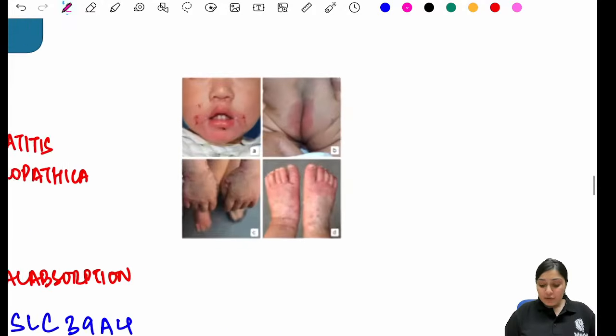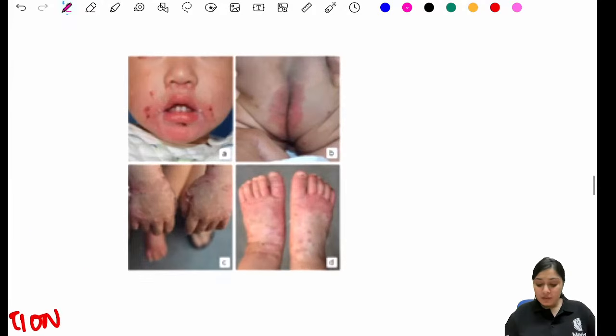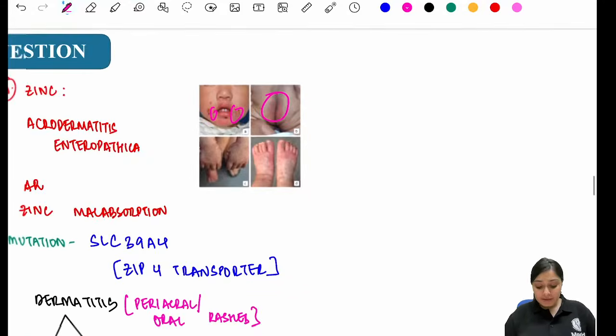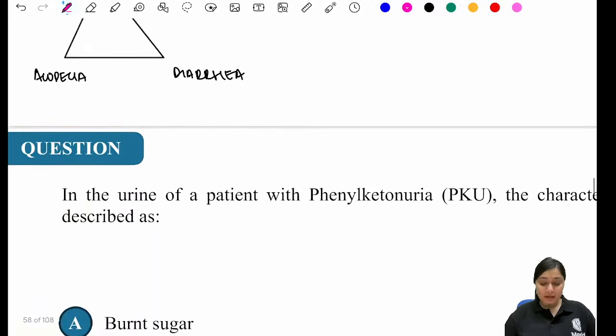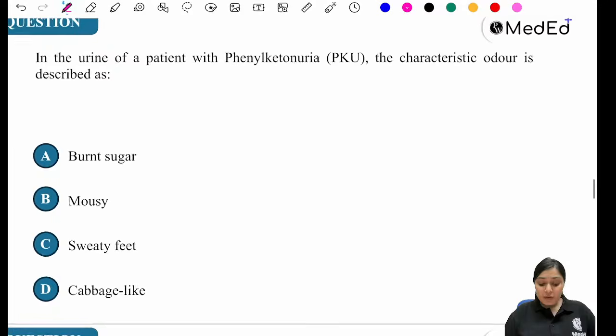This is the typical picture that your examiner is going to give you. There are perianal rashes, perioral rashes, dermatitis. Right? This is nothing but acrodermatitis enteropathica. Moving to the next question.